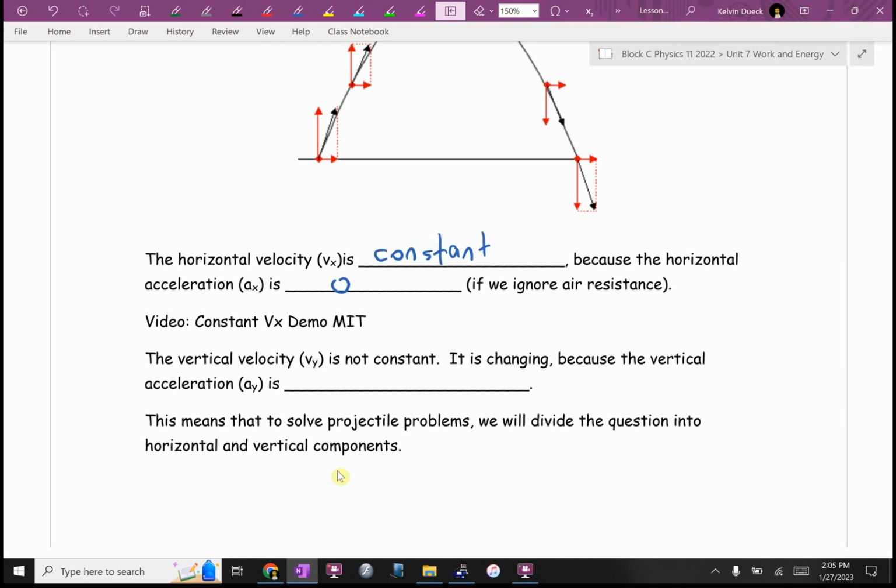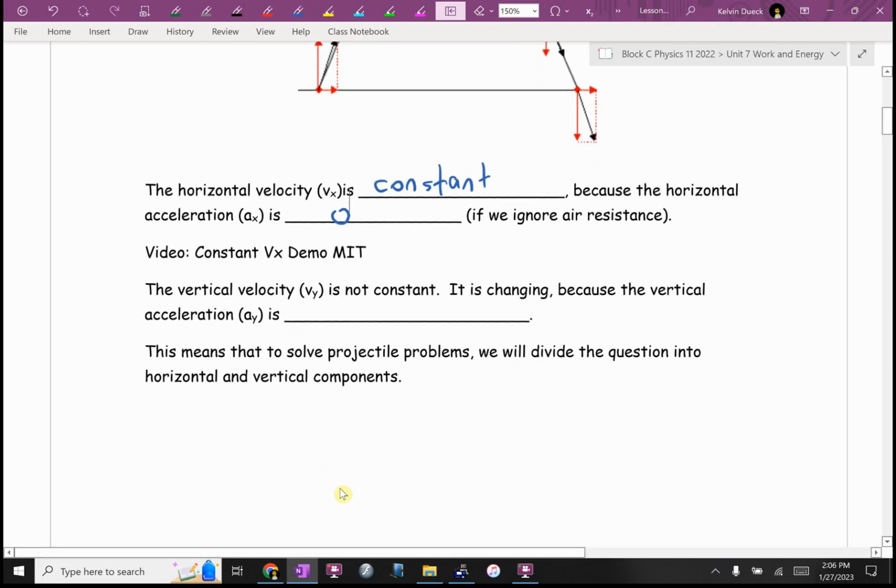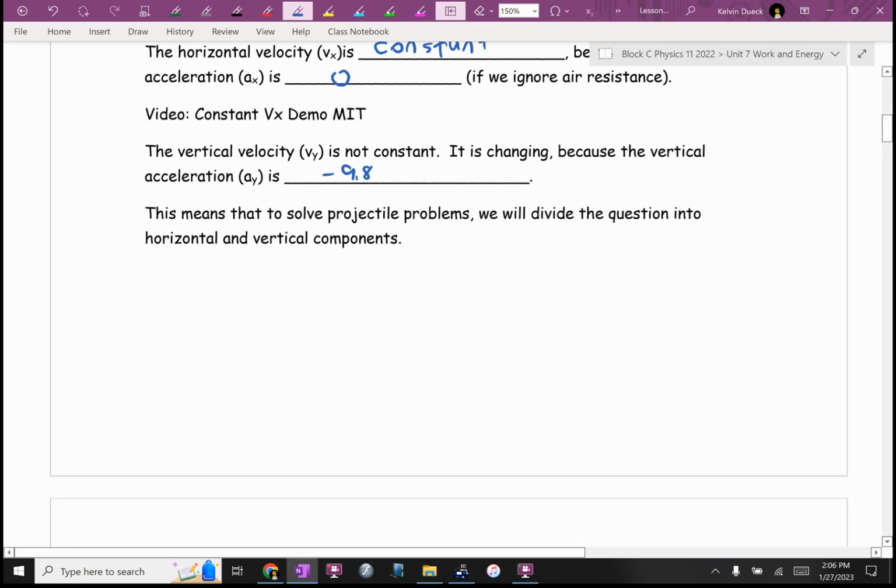Zero. Well, if the ball stayed relative to me in one place, what's its horizontal acceleration exactly as a number, Cameron? Zero. Vertical velocity is not constant. It slows down, and then speeds up. And it's changing because the vertical acceleration, which I'll abbreviate as AY, is exactly what? Negative 9.8. So what does that mean?